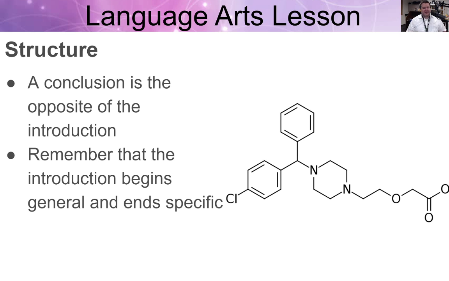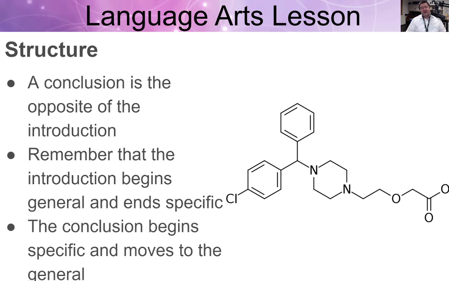But then the introduction ends specific, with that thesis of "I'm going to prove that alligators, penguins, and polar bears are blah, blah, blah." Now, on the other side of that is letter C of number 3, which is the conclusion. It begins specific and moves to the general. So it goes specific and then moves to the general.